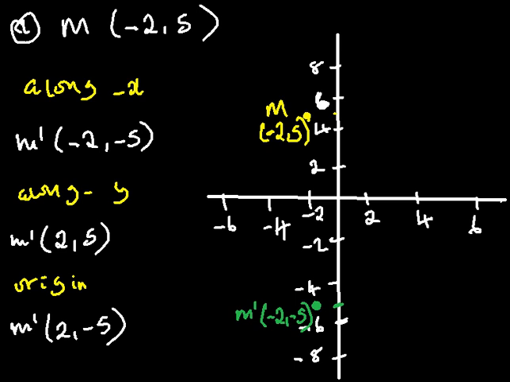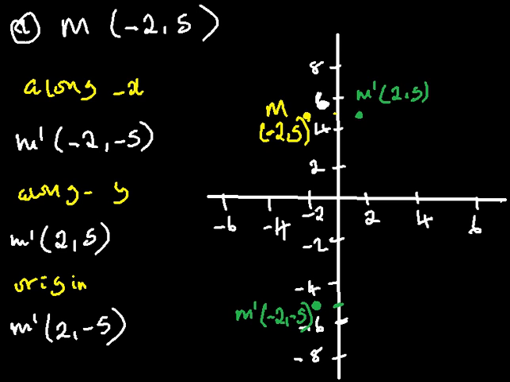So it should be at this point. This is the image point (2, 5). As you can see, from here up to here, the y value is not changing. It is remaining 5, and what is changing is the x value. That's the reflection you should understand along the y-axis.